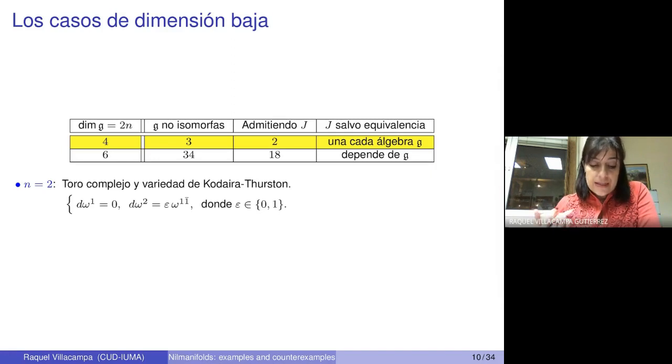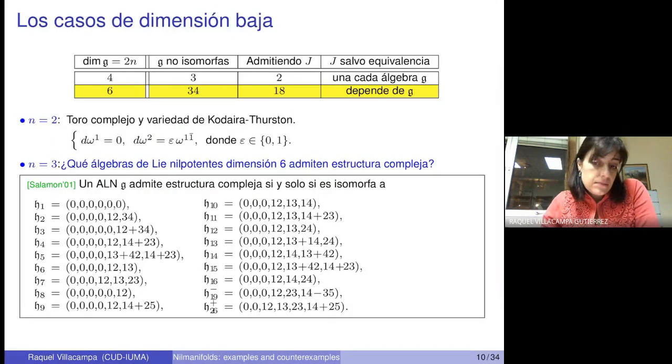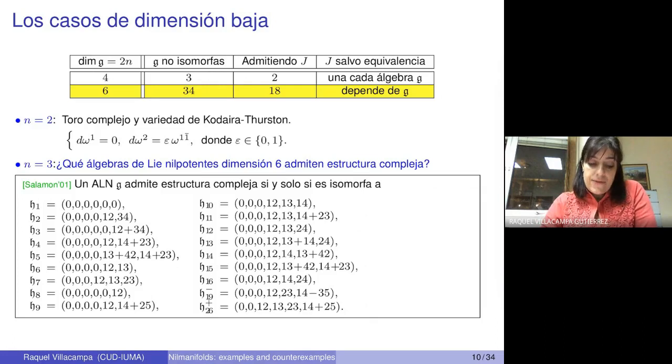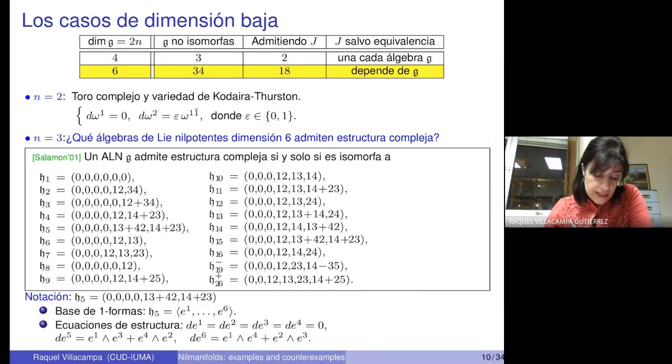In dimension 6, we have more manifolds. In fact, we have 34 nilpotent Lie algebras, but only 18 of them admit complex structures. The list of them is this one here, and it is due to Salamon. And the list is given here on the screen. So a nilpotent Lie algebra of dimension 6 admits a complex structure if and only if it belongs to this list. Here, the notation is the following.